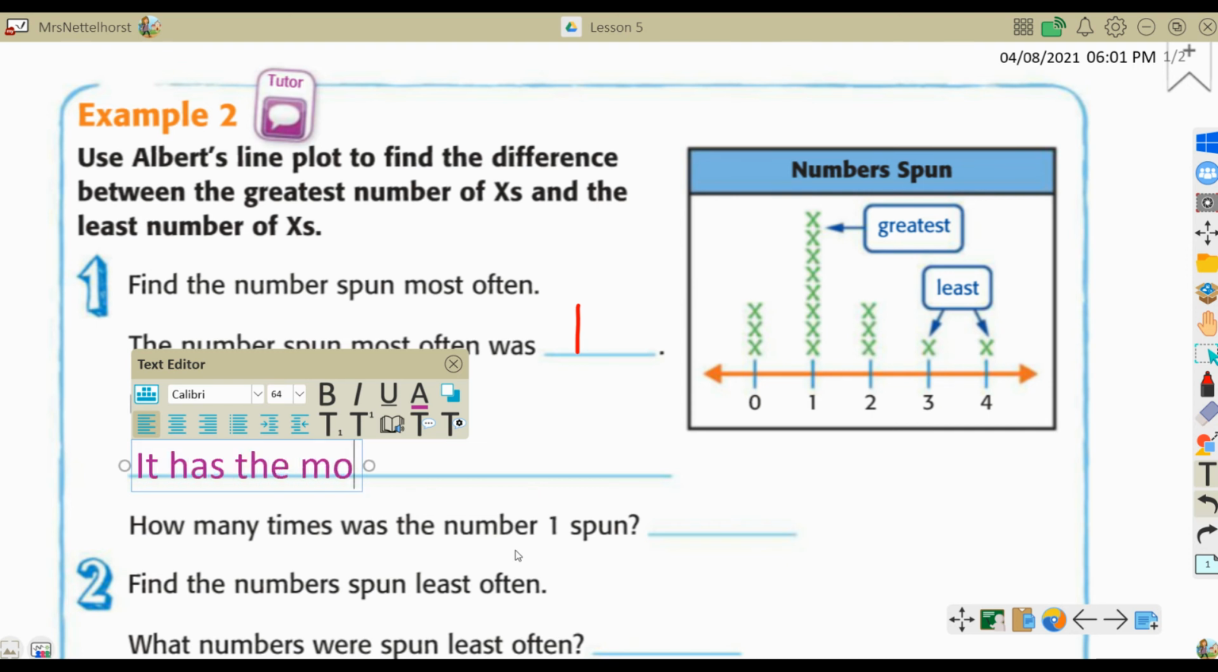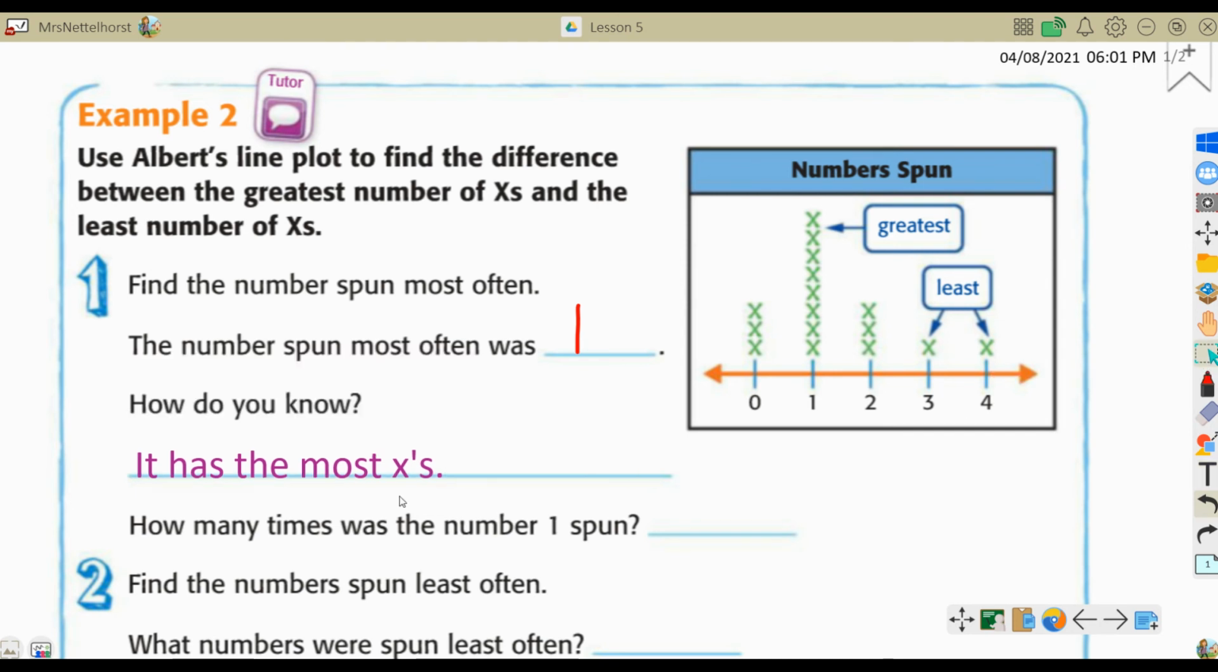It has the most x's. Now, in this case, we use the apostrophe for plural for x because if we didn't, it would be confusing to look at. So when you're making something plural like that, you need the apostrophe, but that's the only time you use an apostrophe for a plural.